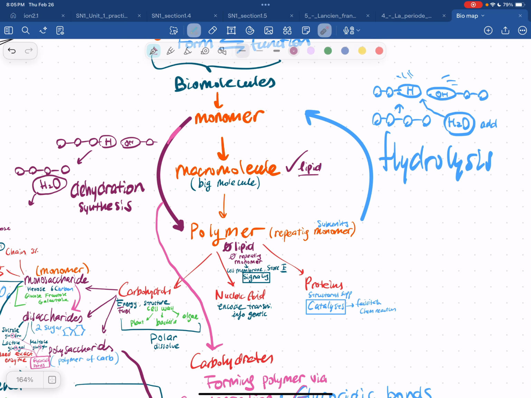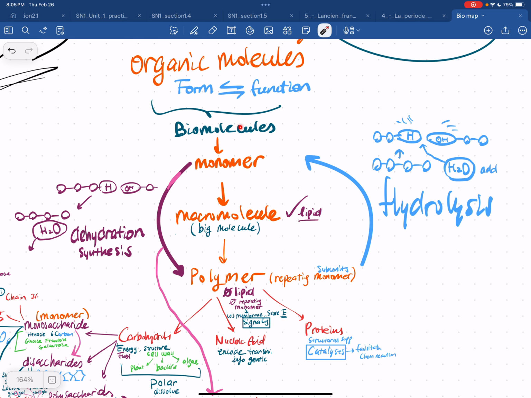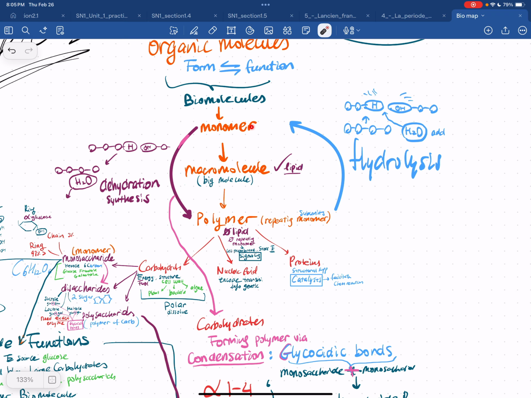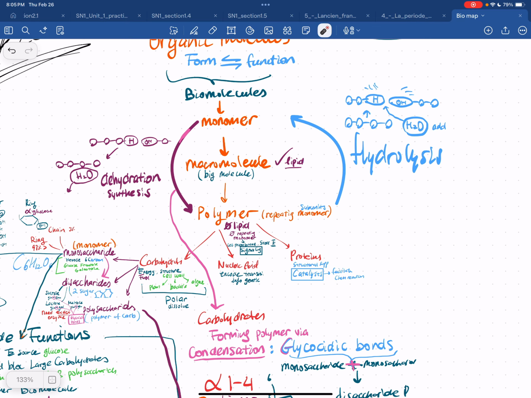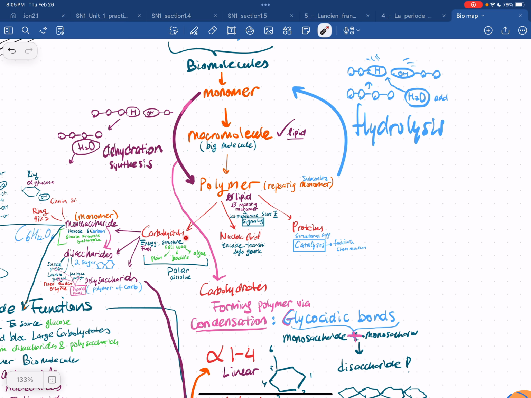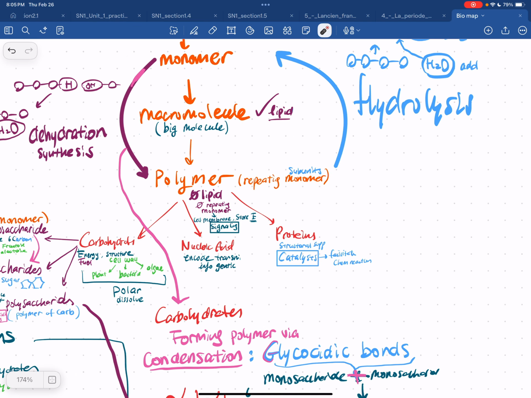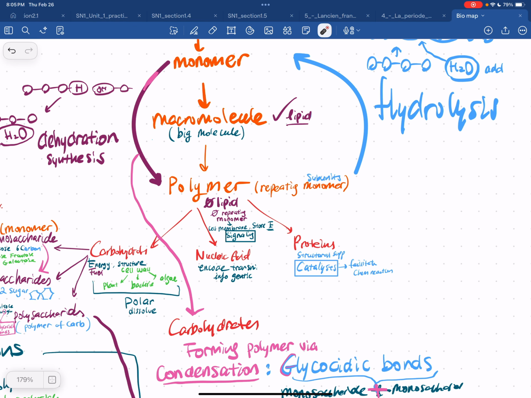Now talking about biomolecules. Biomolecules are all molecules that are made in a living organism. Anything that humans, animals, and plants can make are called biomolecules. There are three categories of biomolecules that can form polymers: carbohydrates, nucleic acids, and proteins. Lipids are not included here.